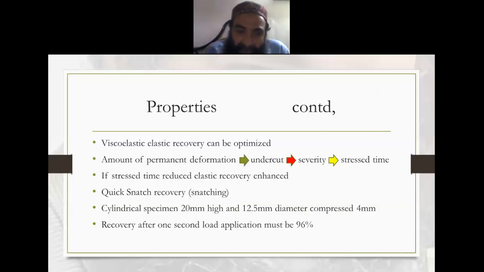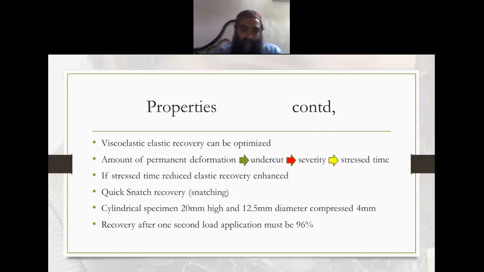So quick snatch recovery is also advised. That is why we advise that you quickly remove the impression tray after you realize that the material is set.